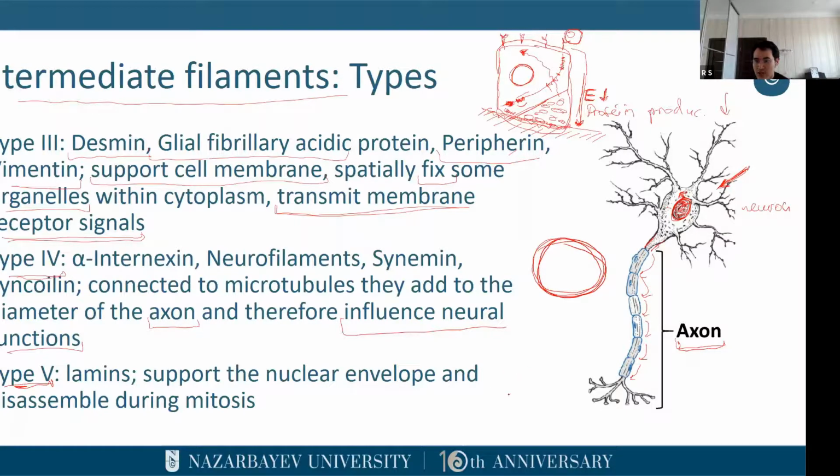So let's say we have a nucleus with very firm borders. And these very firm borders are kind of control points that do not allow free access of outer agents to the DNA. At the same time, they don't allow the DNA to leave the nucleus. These are lamins.